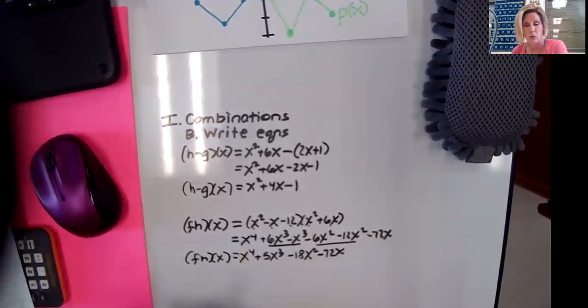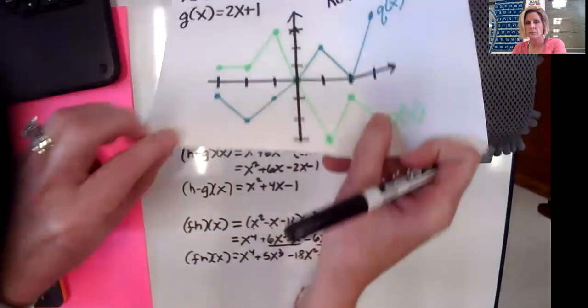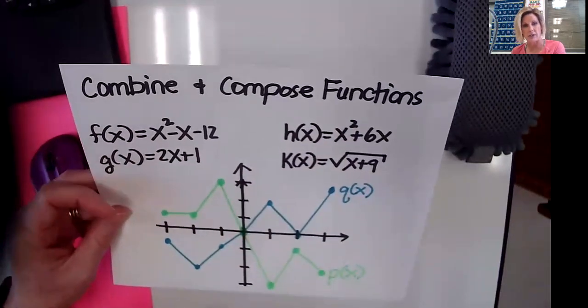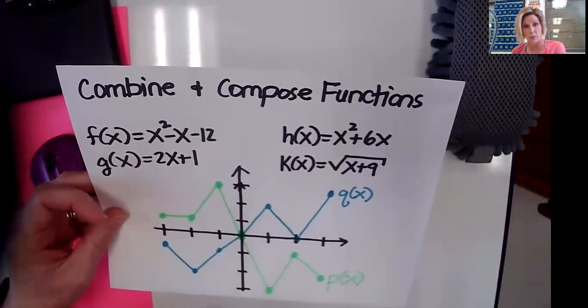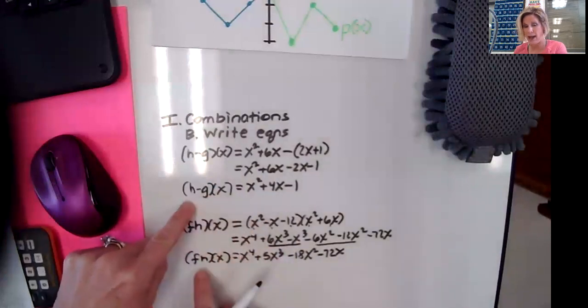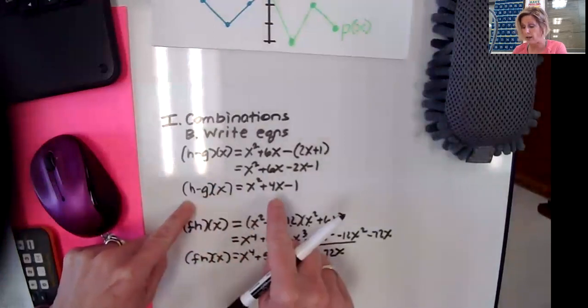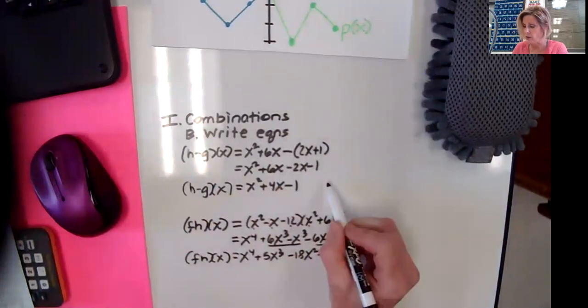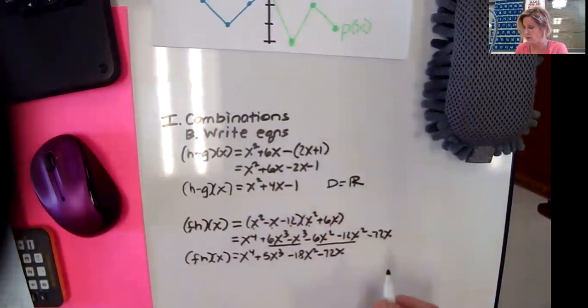Now, before I do a third one, I want to mention that when you add, subtract, or multiply two known equations, you don't change the domain. So if you'll notice, f, g, and h are all polynomial functions, and their domains are all real numbers. So the domain of any combination where I add, subtract, or multiply is also all real numbers. In this case, both of these are polynomial functions, so the domain is also all real numbers.